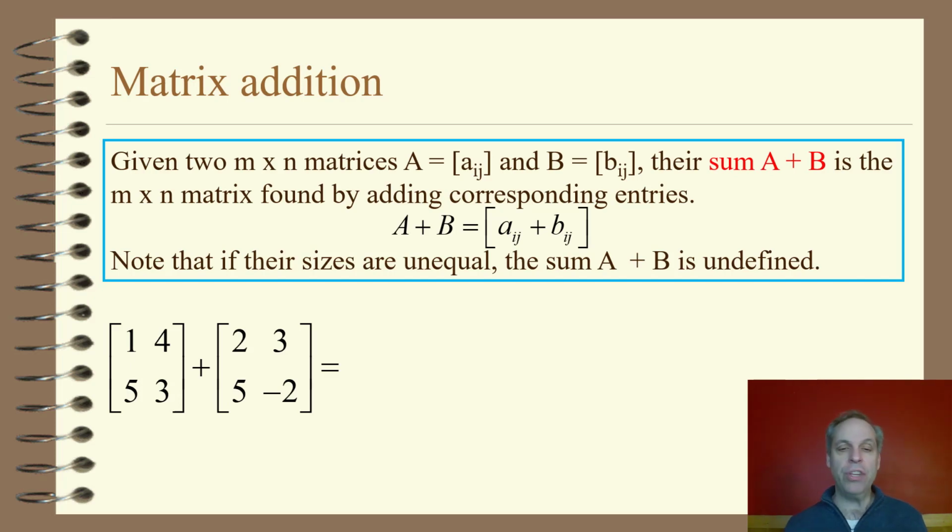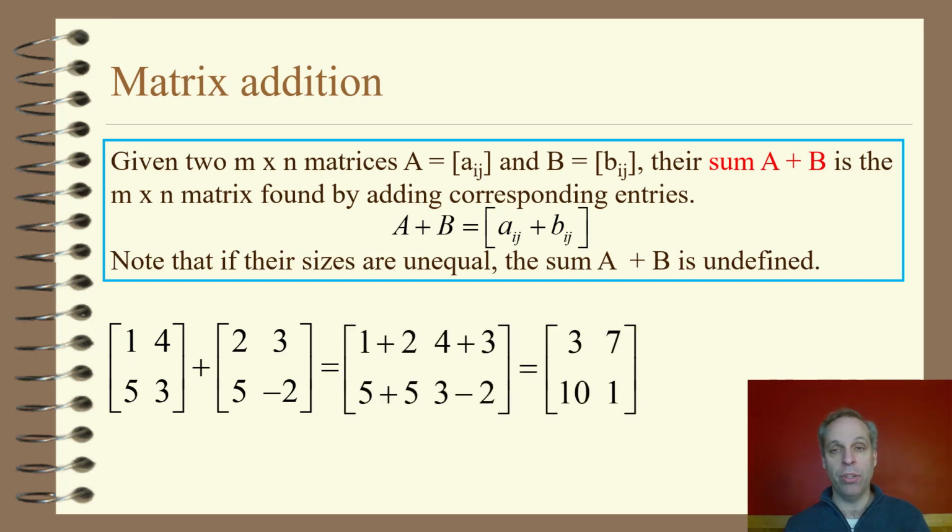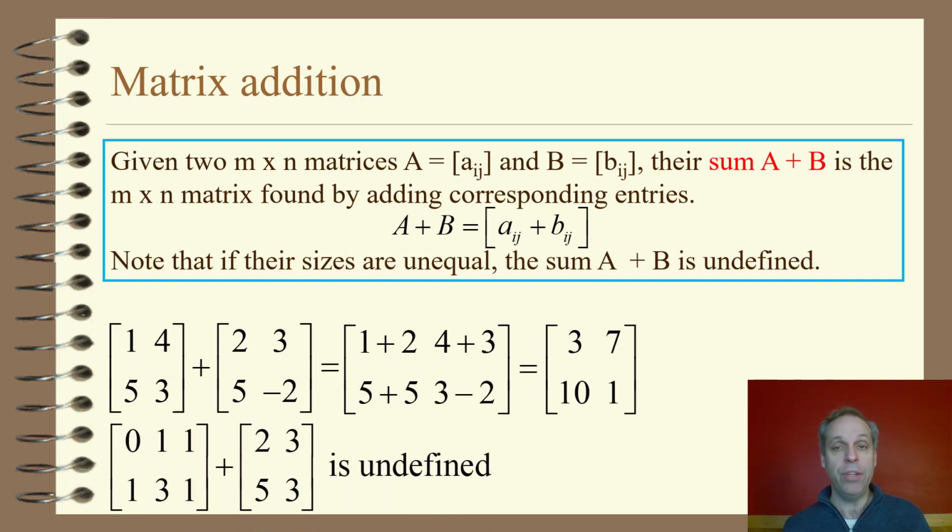For example, these two matrices in my example here are the same size. They're both 2 by 2s, so you can add them. You just add their corresponding entries and get a 2 by 2 matrix. On the other hand, these two matrices we cannot add. It doesn't mean anything because they're different sizes. They have a different number of columns. So that addition doesn't mean anything.